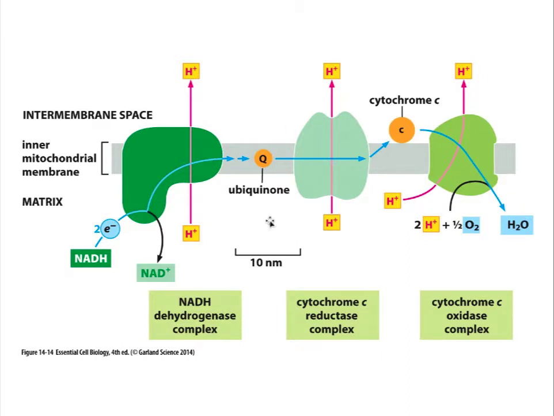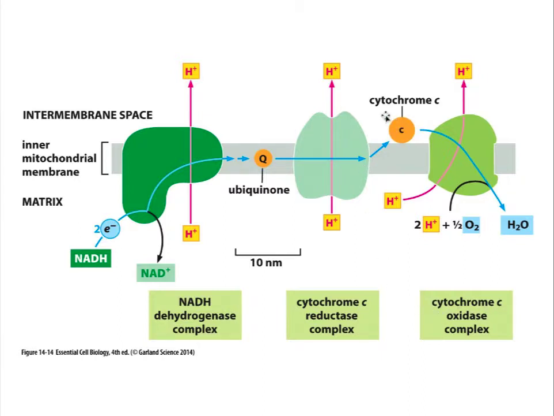You're then passed to the second complex, known as cytochrome C reductase, through this shuttle molecule, ubiquinone. Ubiquinone shuttles back and forth between the first and the second protein complex, and it carries electrons one way in the direction indicated by these arrows. So you arrive at the cytochrome C reductase complex, where some of your energy is harvested to move protons again from one area to another. Now that you have a bit less energy, you're then handed off to the final protein complex, and that's called cytochrome C oxidase.